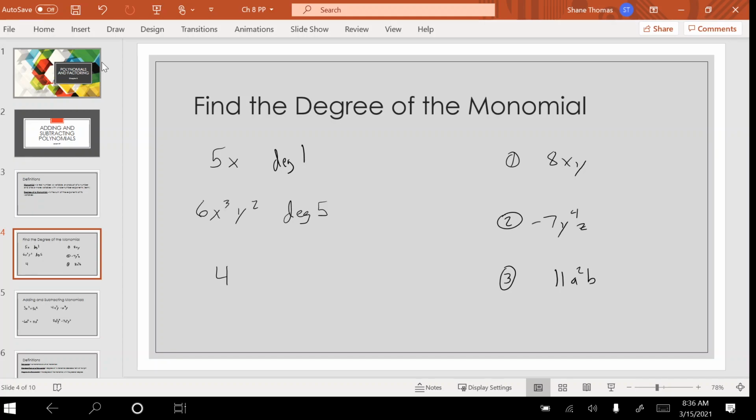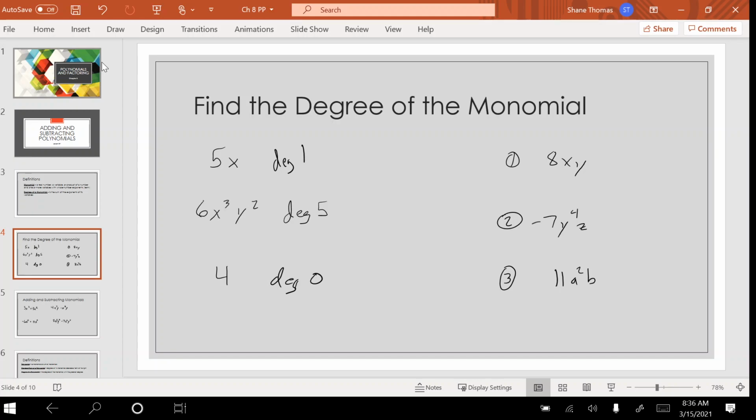Last one. That's still a monomial. It doesn't have any variables, but it's still a monomial. What's the degree of the exponent? 0. We're only worried about the variables. There's no variables, is there? No. Okay, so there's no variables. Therefore, there's no power to it. It should be a degree 0.